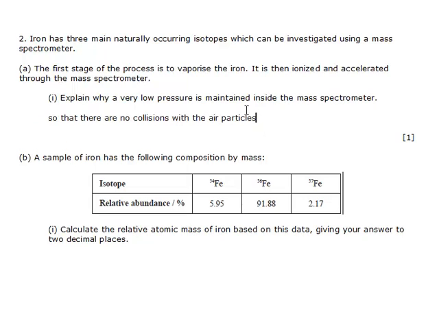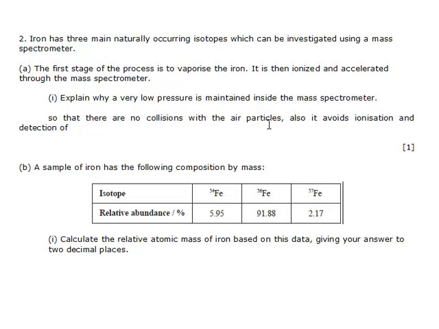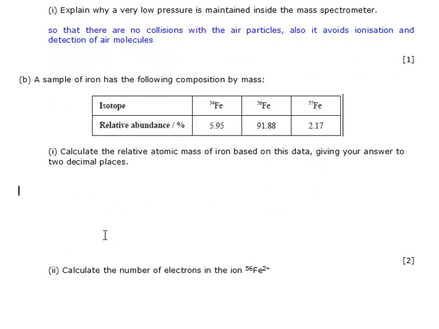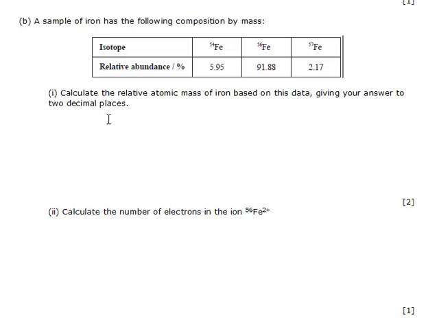Another reason, perhaps, would also avoid getting false data from the ionization of air. So there it also avoids ionization and detection of air molecules. So there's 2 reasons. Either of those would be worth your mark. Iron has the following composition by mass. Calculate the relative atomic mass of iron based on the data.